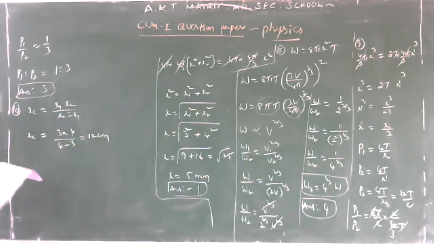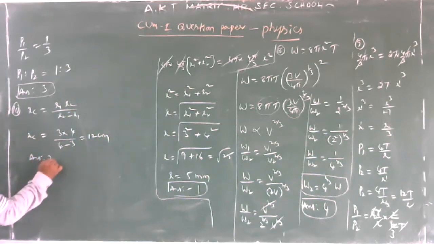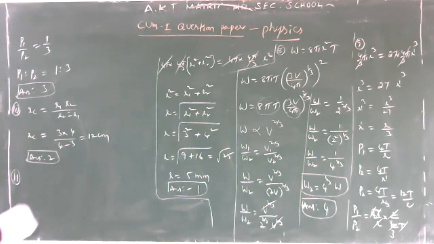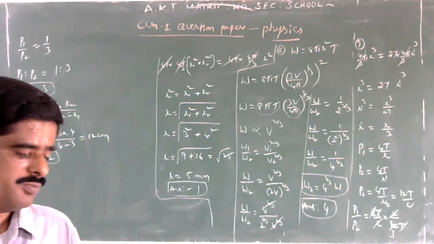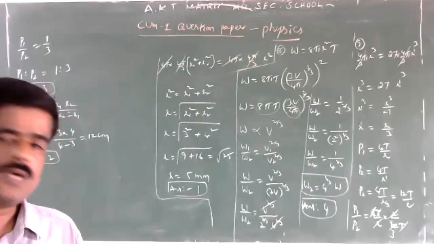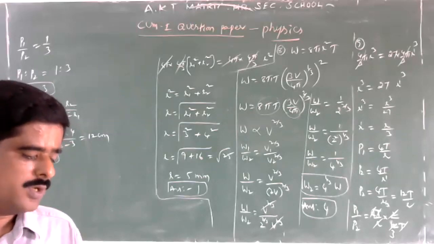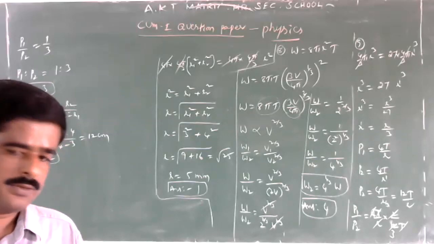So which option is correct? Second option is correct for the 10th question. Next, 11th question. The surface tension of a liquid is 4 Newton per meter. If a film is held on a ring of area 2 cm square, find the surface energy.